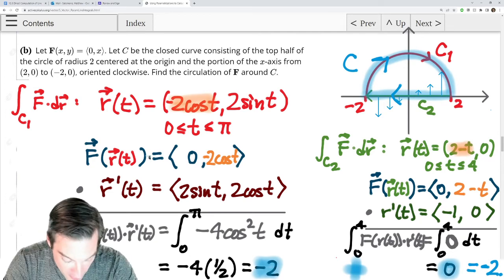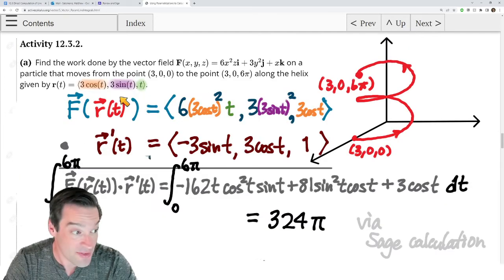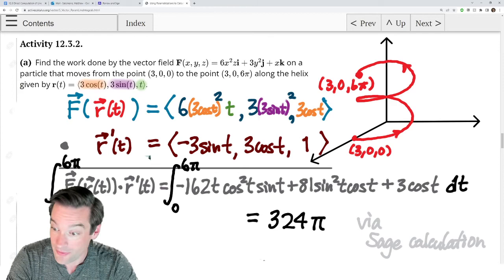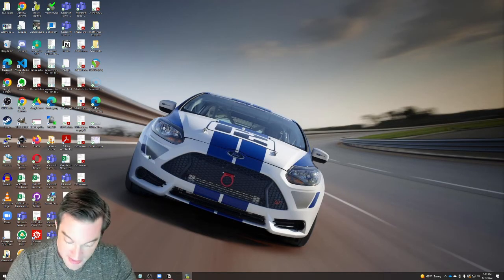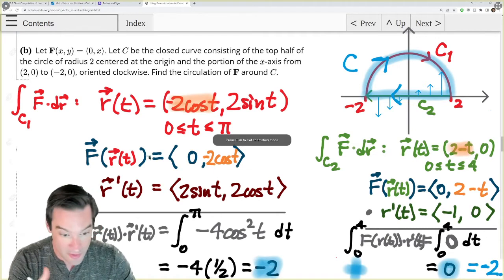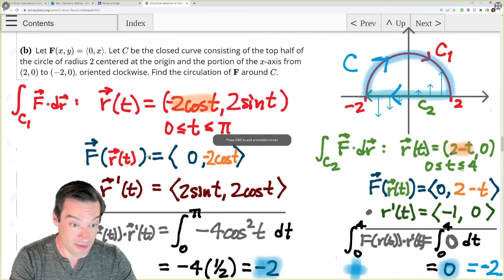So the most important part of all this is, as always, the process, right? Getting the setup the way that you want it. So f of r of t dotted with r prime of t, and then integrating that between the limits of t that are appropriate for your curve. In today's examples, we had to work very hard and very explicitly to compute the values of these line integrals.